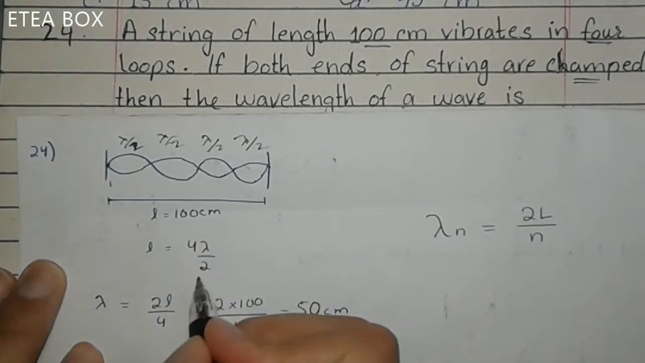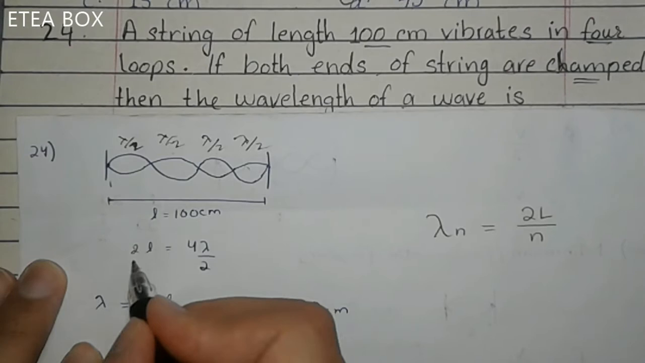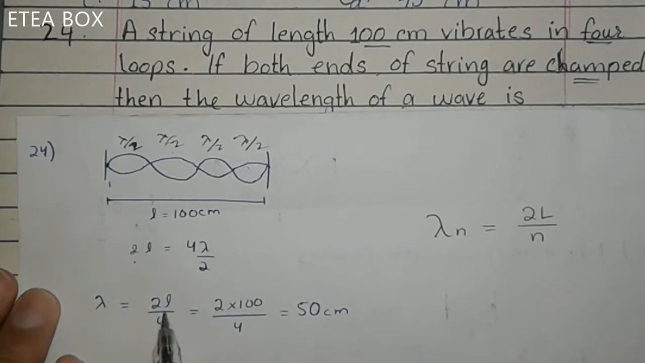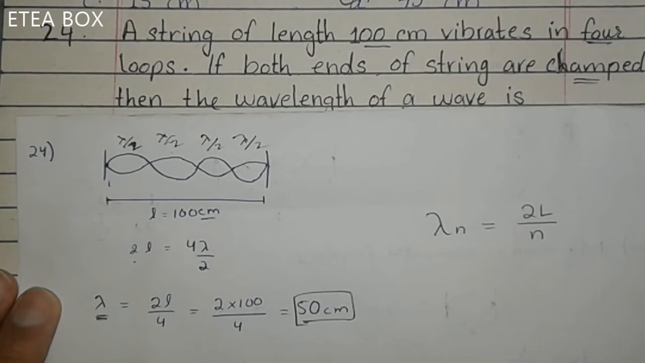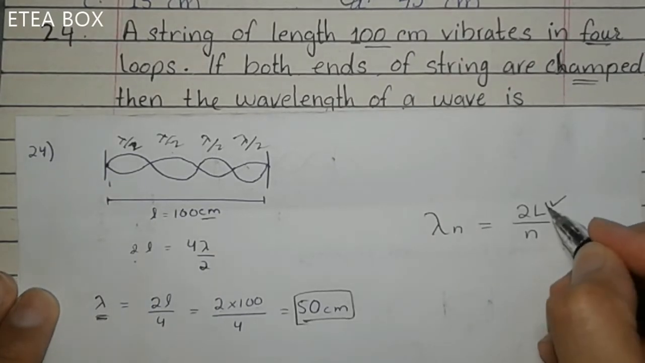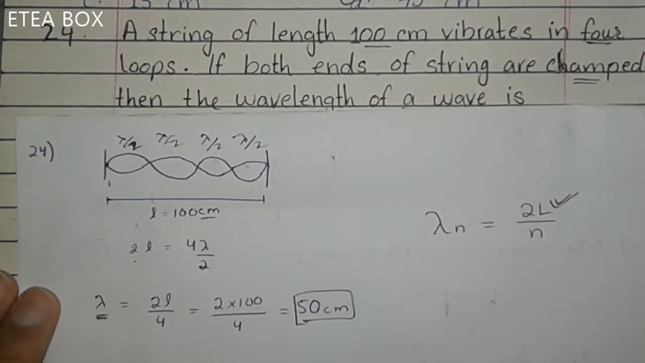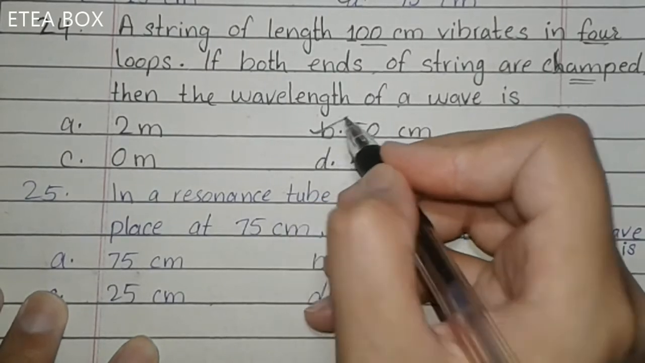Now bring 2 here and 4 in division. You will get lambda is equal to 2L divided by 4. You have to find the lambda, so bring it to the other side of the equation. Now length is 100. 2 multiplied by 100 divided by 4, you will get 50 centimeter. Because the length is in centimeters, you will get 50 centimeter. And this one is the formula for the MCQ. Here option B is correct.